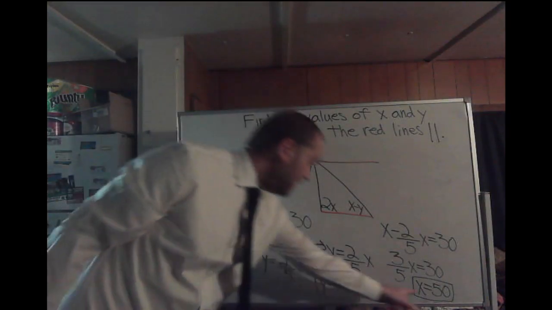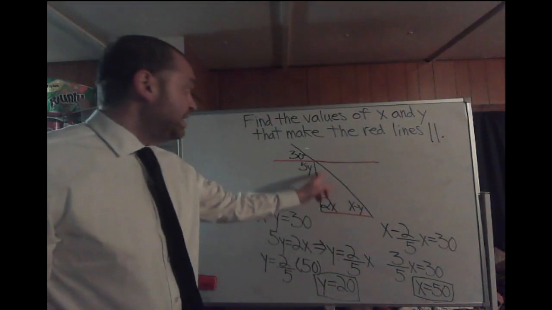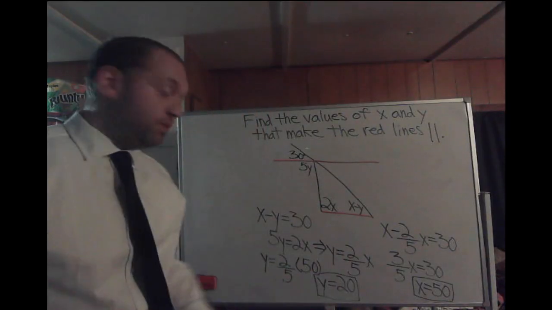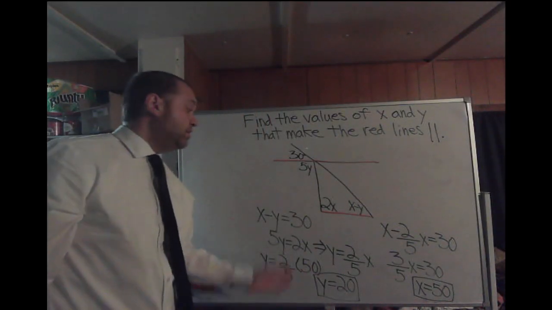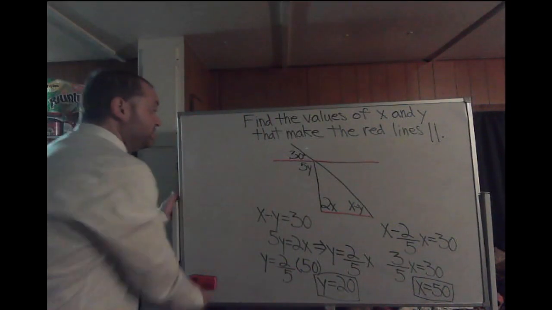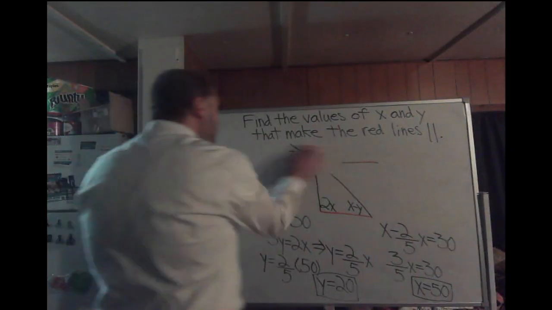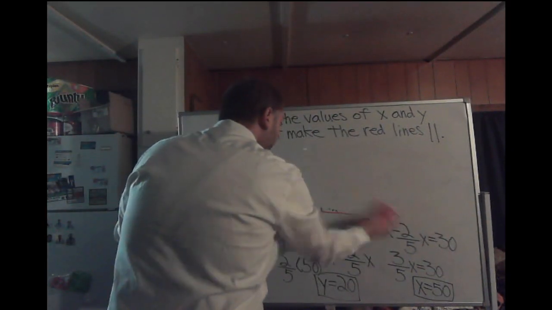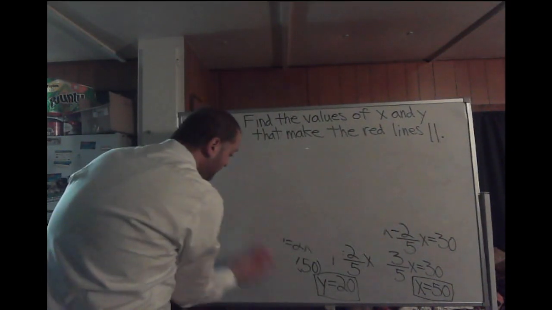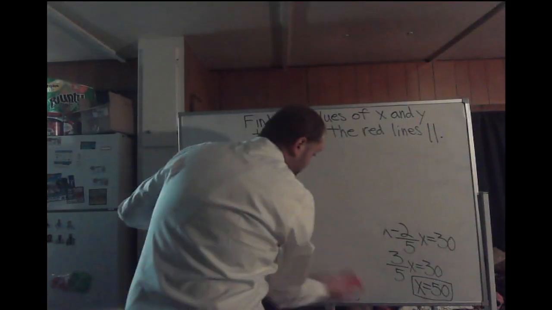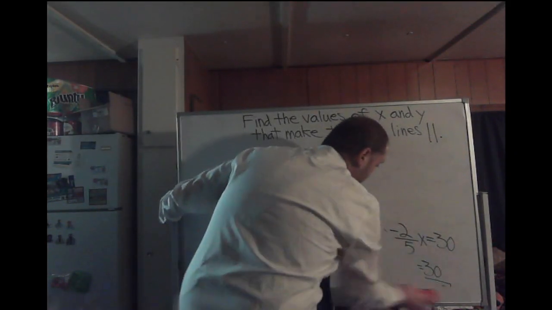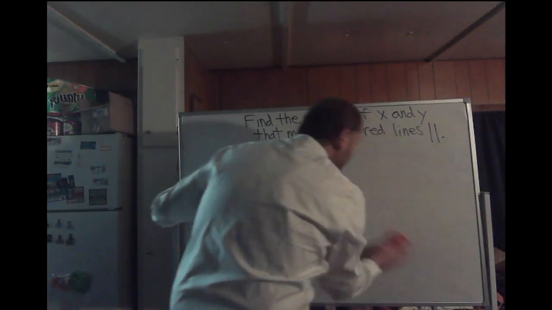So the values of x and y that would make the red lines parallel in this case are x equals 50, y equals 20, by a wonderful system of equations. And I got one more. This one may be the most important. I'll explain why in a minute.